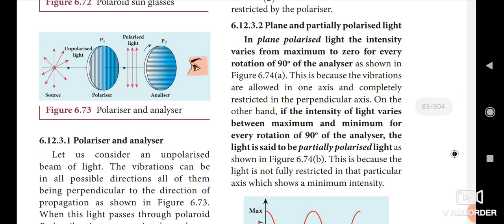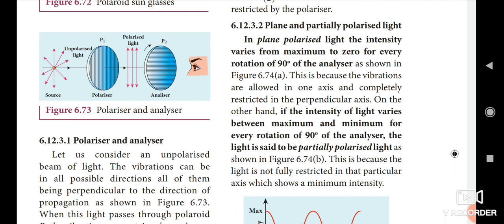On the other hand, if the intensity of light varies between maximum and minimum for every rotation of 90 degrees of the polarizer, this light is said to be partially polarized light. But in partially polarized light, the intensity does not come to zero. It goes from maximum to minimum, then again maximum, minimum, like that it moves on. This is called partially polarized light. Why is this? Because the light is not fully restricted in that particular axis which shows a minimum intensity.